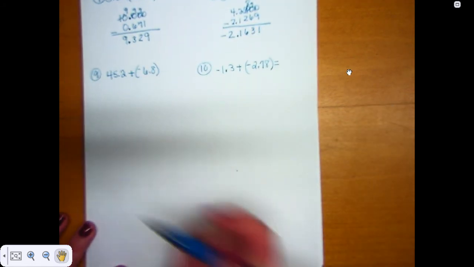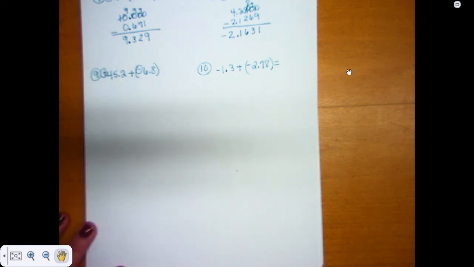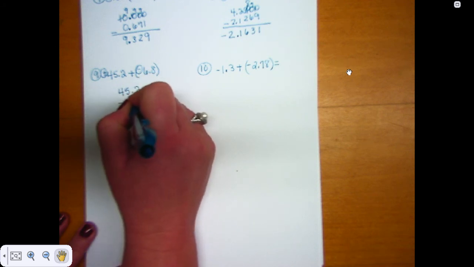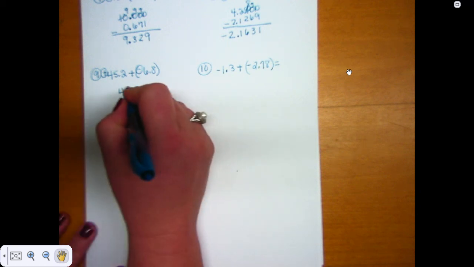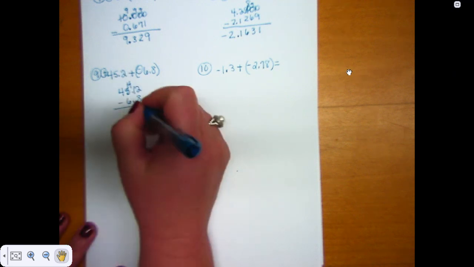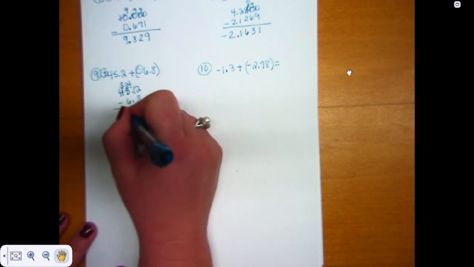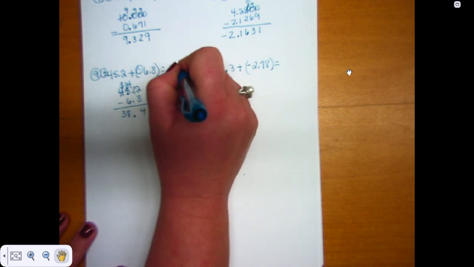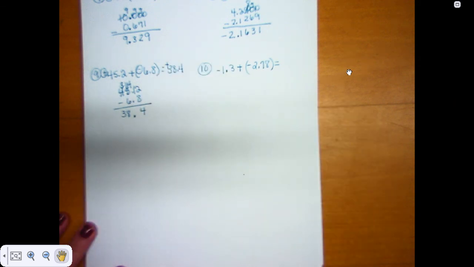Moving along. It is an addition problem, and I know that this is positive. So now I can check my signs. They're different, which means I'm going to subtract. 45.2 minus 6.8. Notice I lined up my decimals. Now I can subtract as usual. 12 minus 8 is 4. Bring down your decimal. 14 minus 6 is 8, and 3 minus 0 is 3. So my answer is 38.4, and my largest absolute value is positive, so therefore my answer is positive.